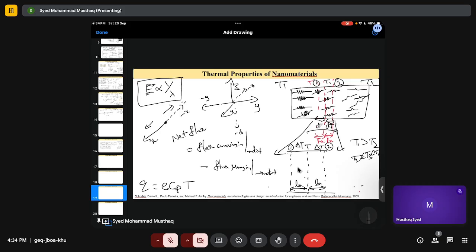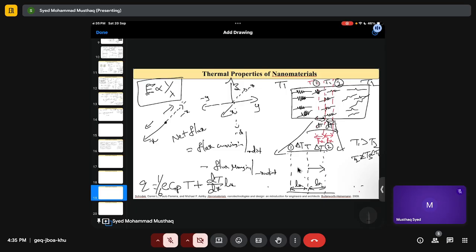Right, now the atoms are moving in x direction. Let's say they are moving in this direction. Okay, so then what is the flux of atoms that are moving in that direction? That will be 1 by 6 rho Cp times T plus dT by dx times Lx.